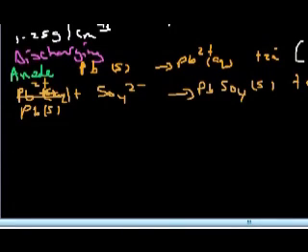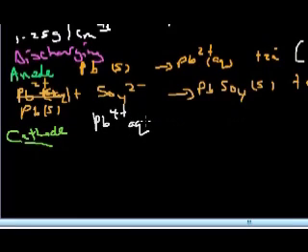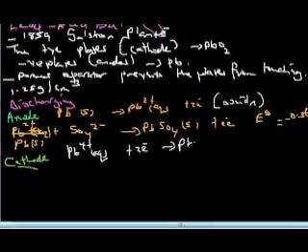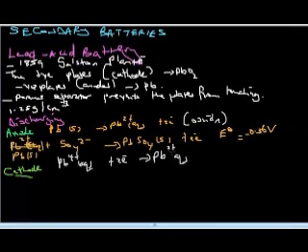Now let us see what is happening at the cathode. Electrons are absorbed and the plate becomes positive. Effectively, we have lead 4 plus in aqueous form plus 2 electrons, going to lead 2 plus in aqueous form. Remember, the cathode is the positive electrode.